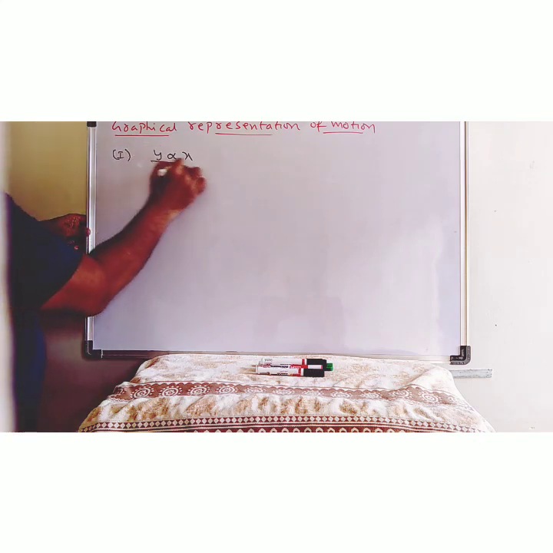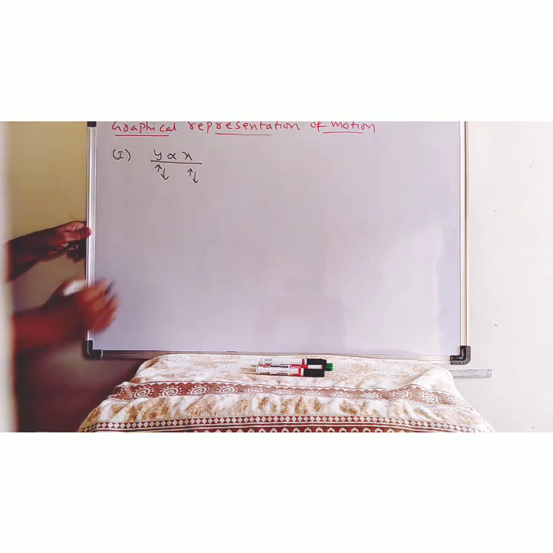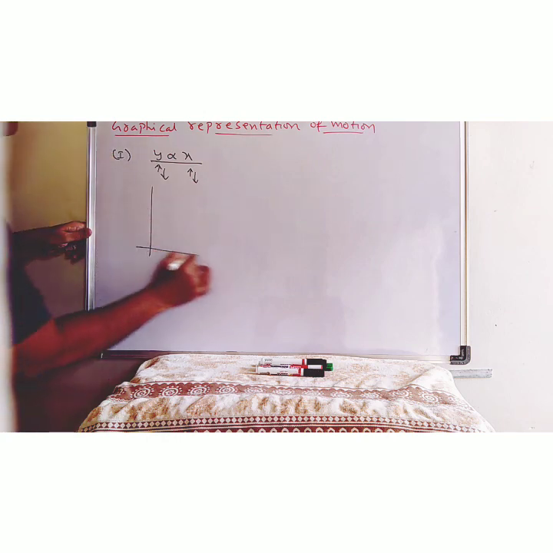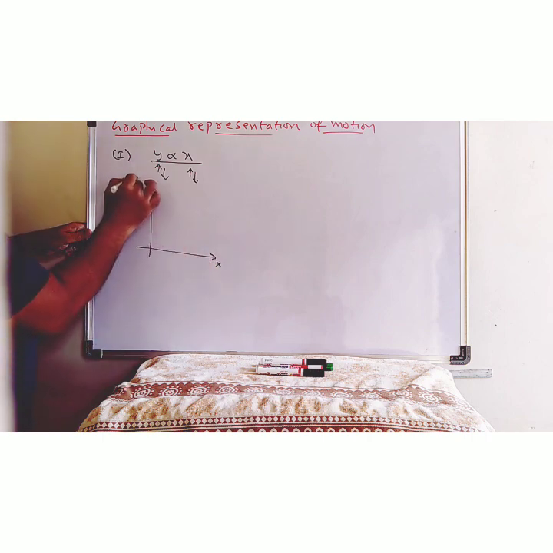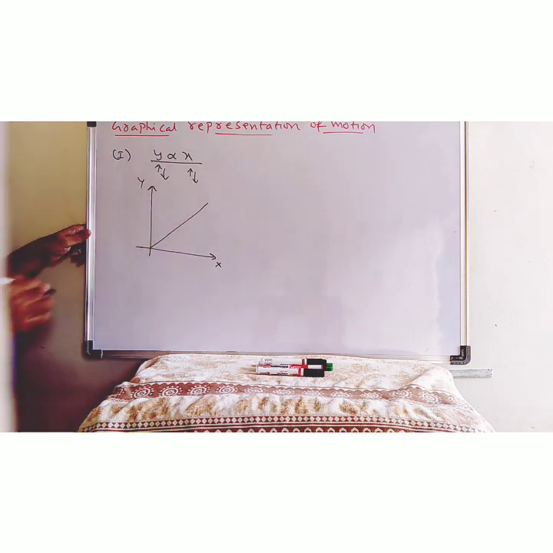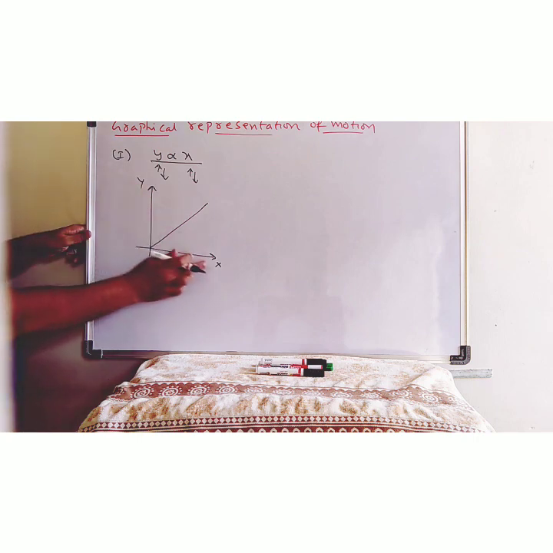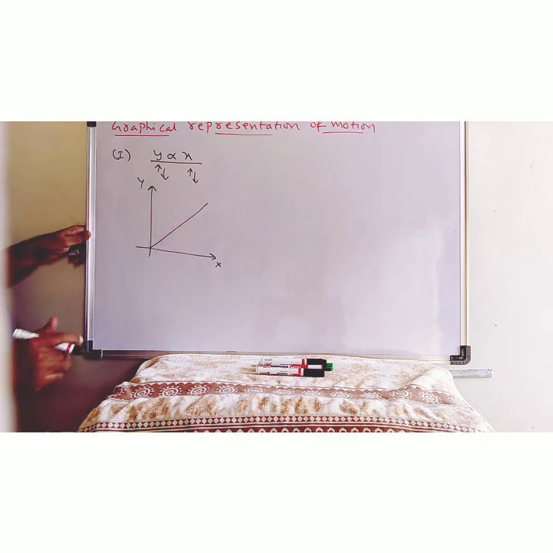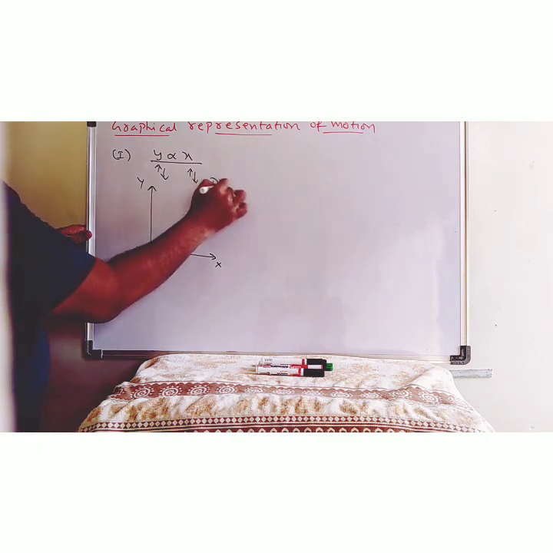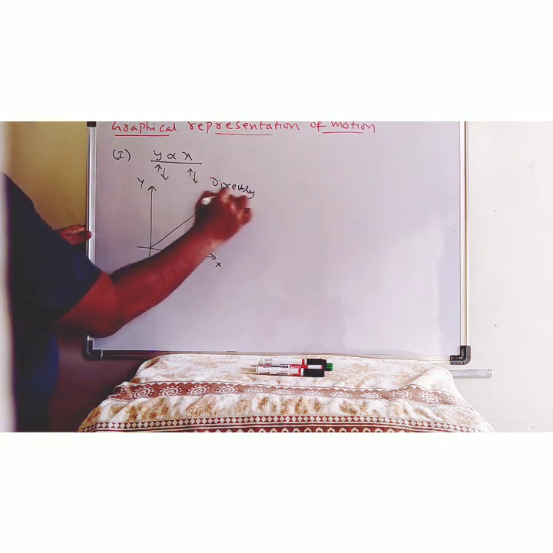So in the directly proportional case, how will the graph be? Suppose this is the x-axis, this is the y-axis. The graph will be a straight line. The graph will be a straight line passing through the origin, or it may not pass through the origin also, no problem. But usually y is directly proportional to x. So this is the directly proportional graph.